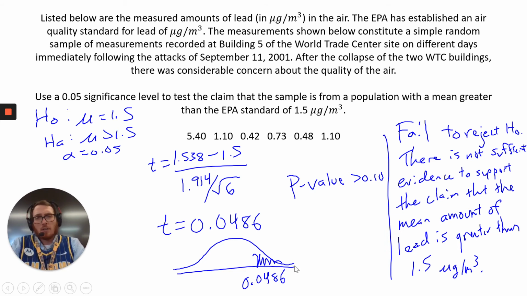If I have an area to the right, if I use the p-value idea with degrees of freedom of 5, my p-value is way too high. It's much higher than 0.1, which is definitely higher than my significance level. I would fail to reject the null hypothesis in this case, which means there's not sufficient evidence to support the alternative claim that the mean amount of lead in the air is greater than 1.5.